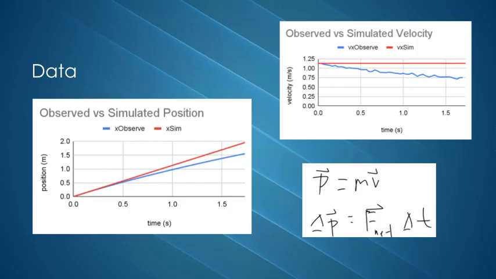Using our physics principles, we know that momentum equals mass times velocity. The mass was constant in our experiment and velocity was decreasing. That means the momentum changed. When there is a change in momentum, we know that there must also be a force acting upon our system.